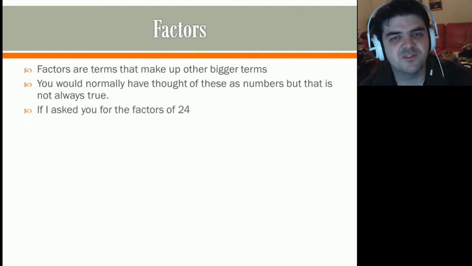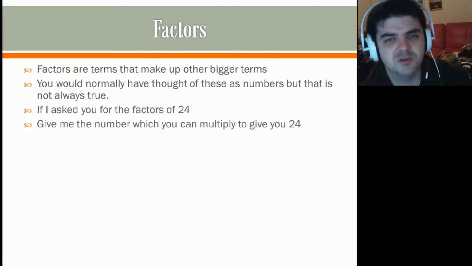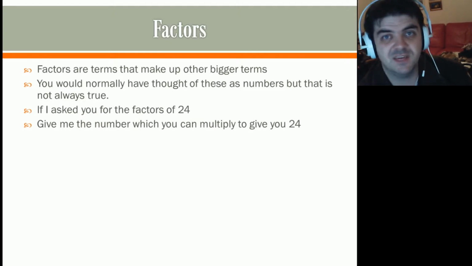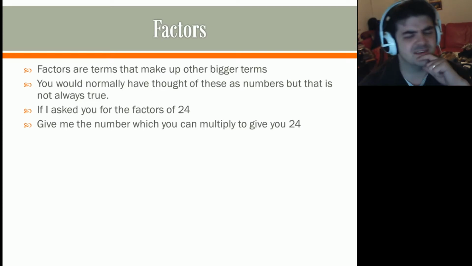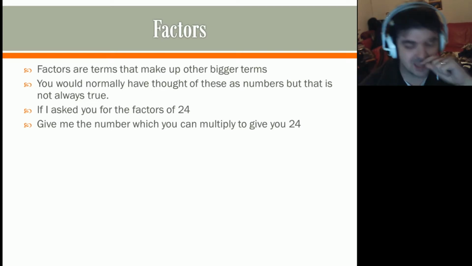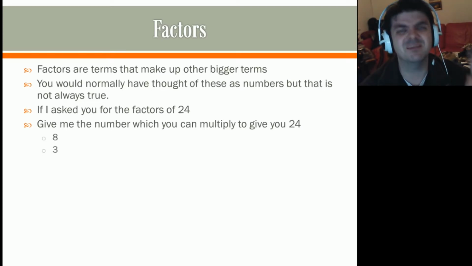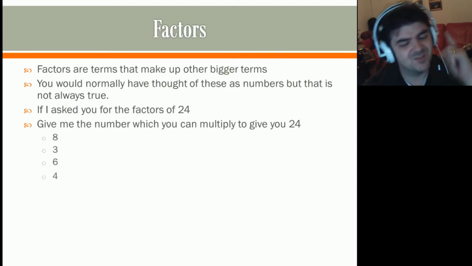So if I asked you for the factors of 24, well, these are the numbers which you can multiply together to give you 24. So if I ask you to make a list, you'd probably group them together. You'd probably say 8 and 3. 8 3s give me 24, and you'd be right. If you'd said 6 4s, you'd also be right.